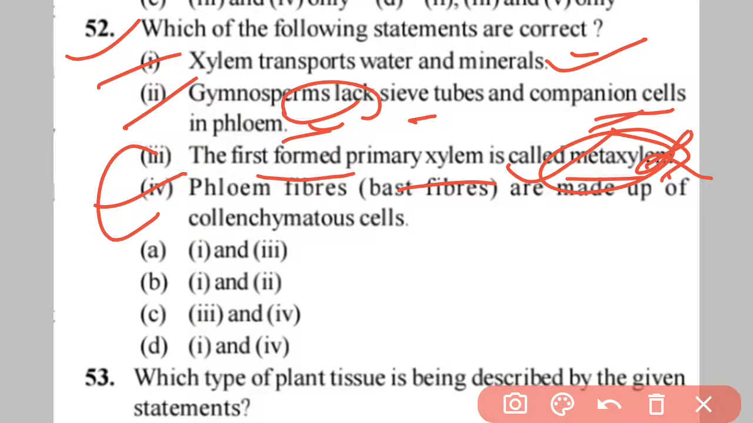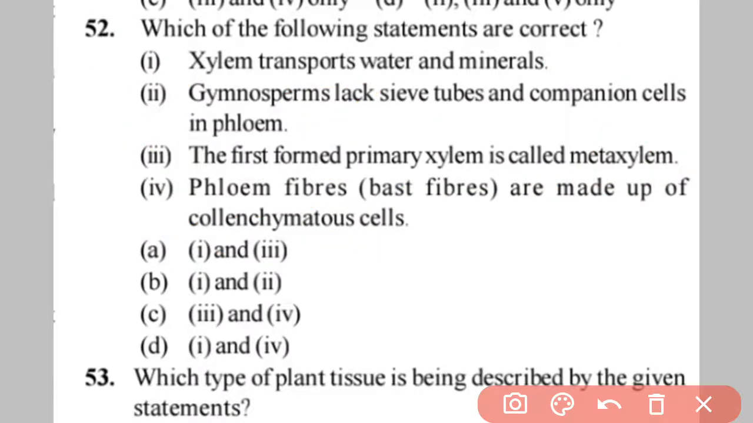Let's check the fourth one: phloem fibers or bast fibers are made up of collenchymatous cells. No, they are not made of collenchymatous cells. They are basically made of sclerenchymatous cells. So for this question, for 52, you can check option B is correct. Only the first and second statements are correct.